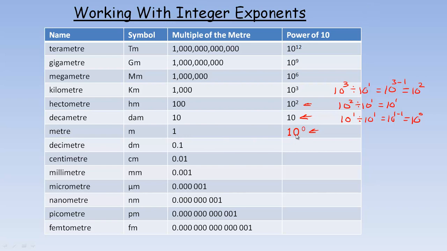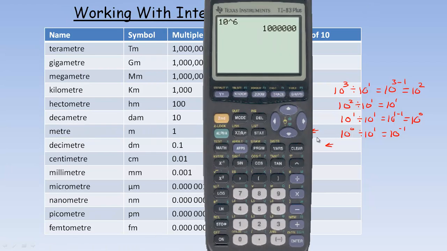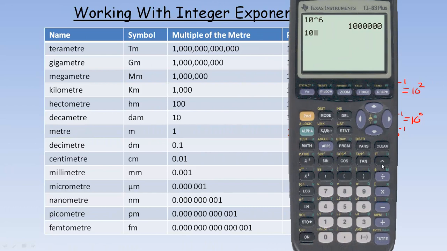Now, if I divide this by another 10, I'm going to get 10 to the power of negative 1, because what it looks like is this. We're taking this 10 to the power of 0 divided by 10. So 0 minus 1 is negative 1. So that's why that's 10 to the power of negative 1. Now, 10 to the power of negative 1, and I can bring my calculator over here, is 0.1. So that's where the 0.1 comes from.